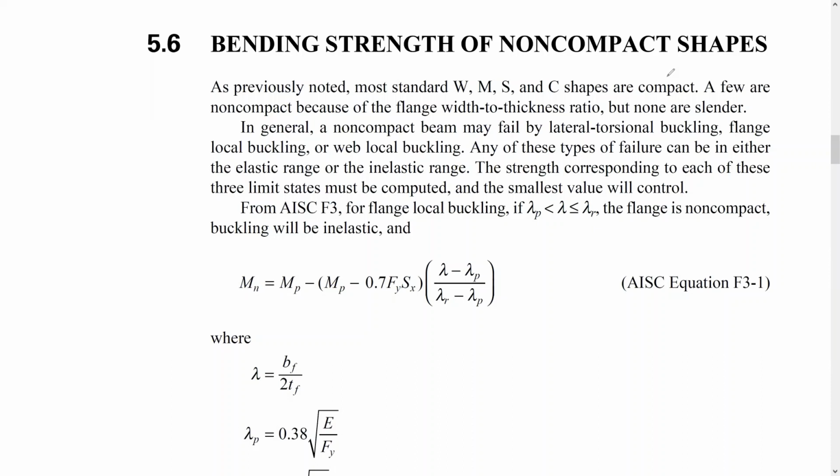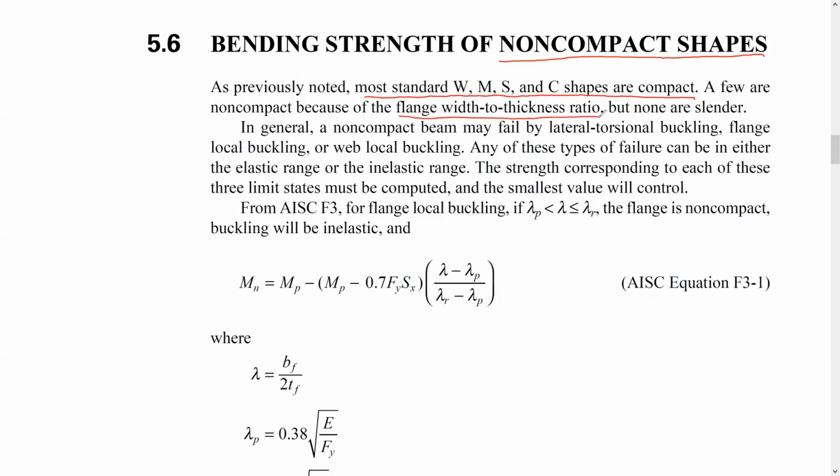In the last class, we learned how to find the bending strength for compact shapes, and today, inshallah, we will do the same for non-compact shapes. I taught you how to check the compactness of the cross section to decide whether it's compact, non-compact, or slender. As I mentioned previously, most of the standard W, M, S, and C shapes are compact, but few of them are non-compact. That is because of the flange width-thickness ratio.